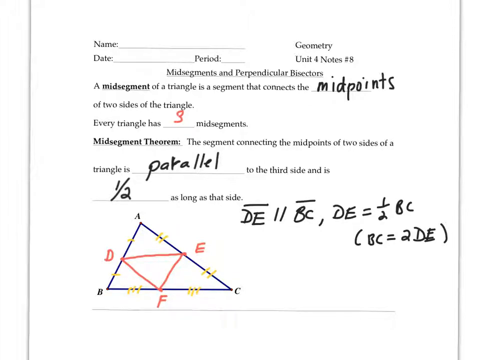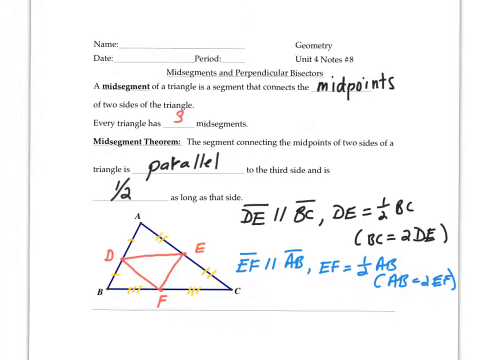Now we can continue going around the triangle. EF is another midsegment, and EF would be parallel to AB. And likewise, EF would be 1/2 the length of AB. And again, you can turn that around and say that AB, that third side, is equal to 2 times EF. So if you double the midsegment, you get the length of the third side.